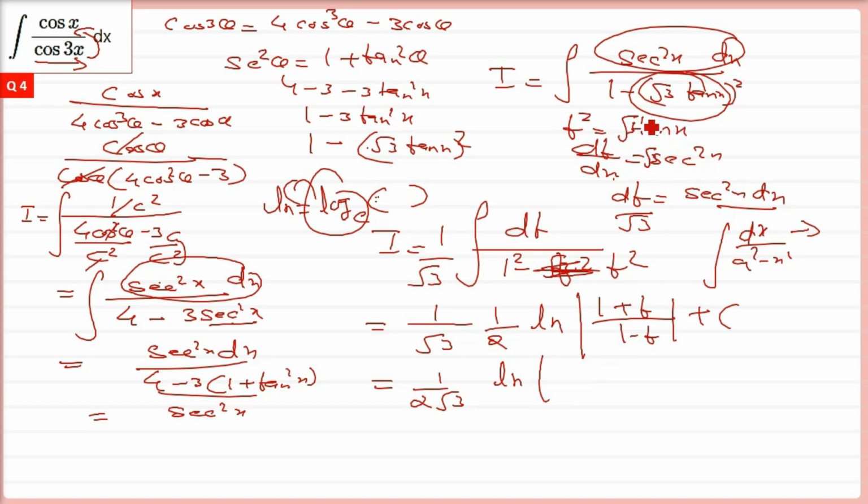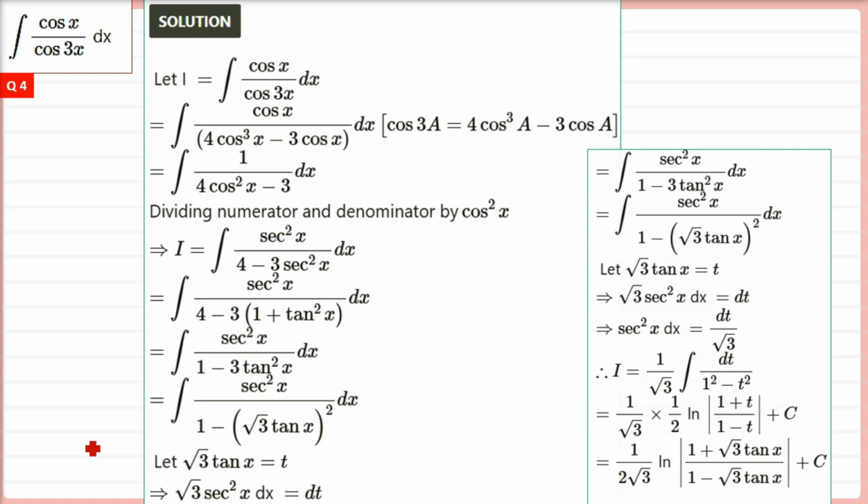Now t was what? Root 3 tan x. Previously I took t as tan x. I showed you what was the problem. Then I took t as root 3 tan x. So 1 plus root 3 tan x divided by 1 minus root 3 tan x, and plus constant of integration. This is what we want. So this is the result which you are going to adopt when you are actually solving it.